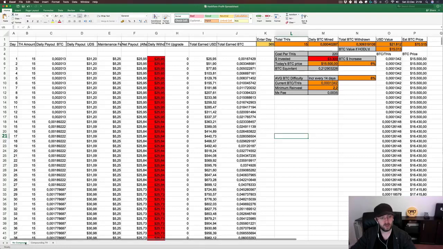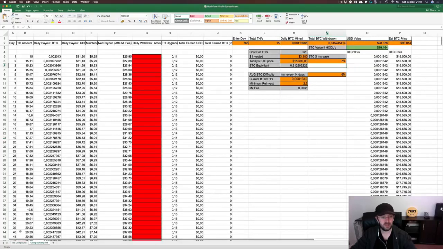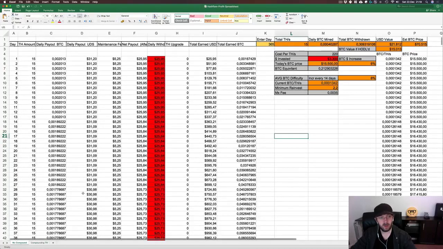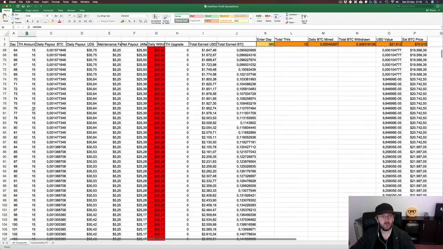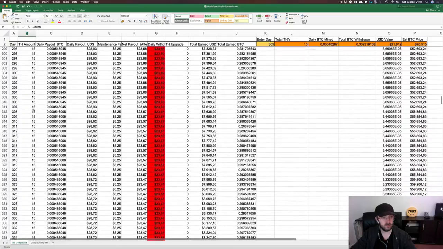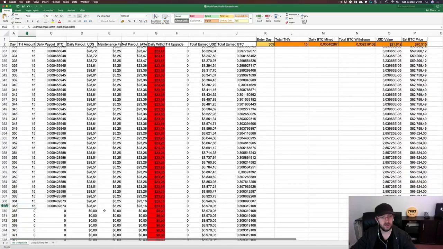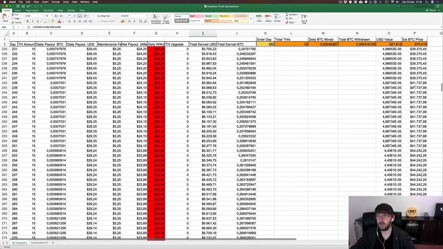One will be without compounding, no compound, and the other will be compounding the terahashes. For the no compound, we start with 15 terahashes, and we will end, of course, with 15 terahashes. In 1 year from now, we'll be getting around 0.3 Bitcoin, or if you keep the money instead of the Bitcoin, you will be getting a bit less than $9,000.